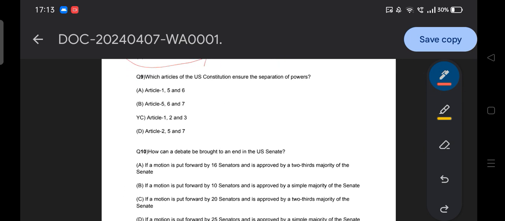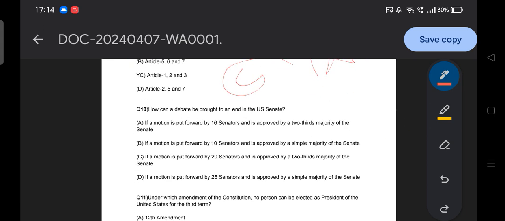Moving to the next: which article of the US Constitution ensured the separation of powers, as mentioned in our syllabus on the USA and separation of powers? The answer is Article 1, 2, 3, so C is the answer. What we understand from here is that we have to understand the articles with respect to the USA, the amendments, the legislative process in the USA, China, the UK, and Switzerland. You need to remember that. Like we have articles, similarly we have amendments and schedules, and we have to understand the famous things mentioned in them.